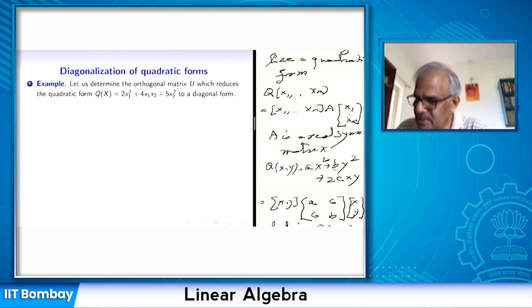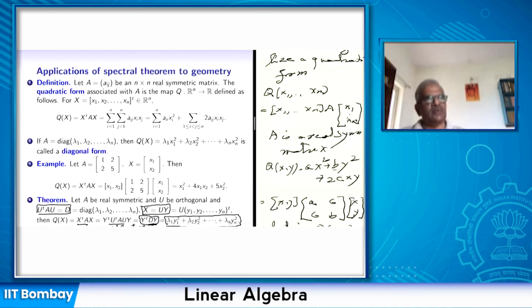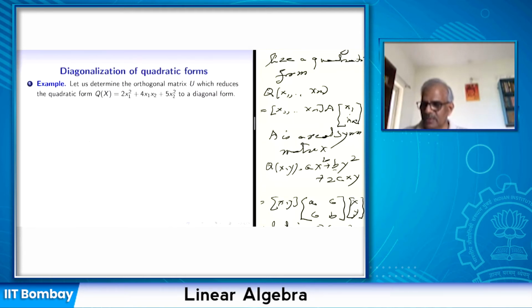So this is the procedure to diagonalize a quadratic form. I have to first diagonalize the real symmetric matrix which is representing the quadratic form. Find the eigenvalues, find the eigenvectors, and then take the matrix U, whose column vectors are the eigenvectors which form an orthonormal basis of Rn, and then write your Qx, substitute A as U A U transpose, and then this is given by this equation. Qx becomes diagonal form.